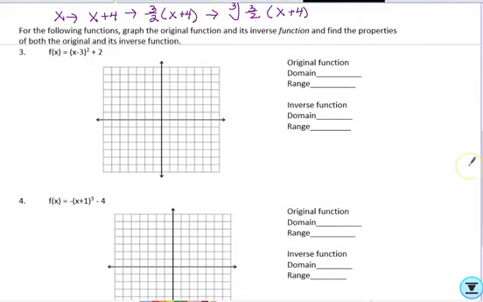Graph the original and the inverse. Okay, so I'm going to make a table of values for my original function. And I even know the transformations here are right 3 and up 2. So I'm going to start with an x value of 3, since that will get me a nice vertex. And then we'll go 1 less and 1 more.